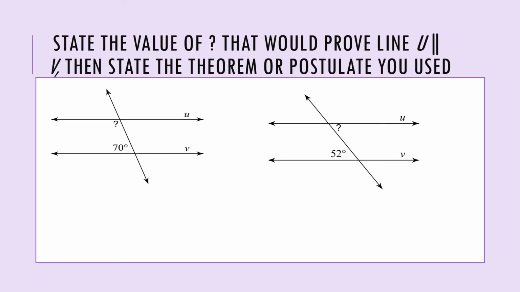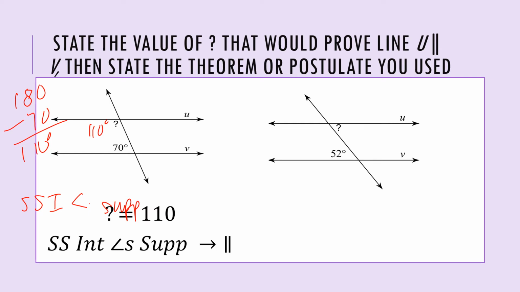All right, next, state the value of the question mark that would prove line U parallel to V, and then state the theorem or postulate you use. So if you're looking at this, what kind of angles are in the first one? These two are same side interior, right? So we know that same side interior angles are supplementary, right? So I would have to do 180 minus 70 to find this missing measure, which would be 110 degrees. And that is because of the same side interior angle supplementary.